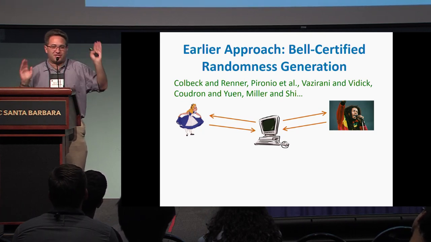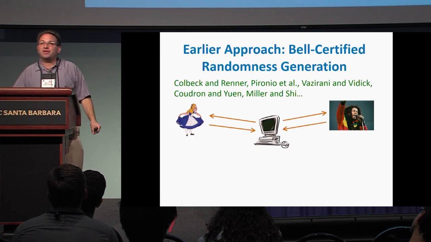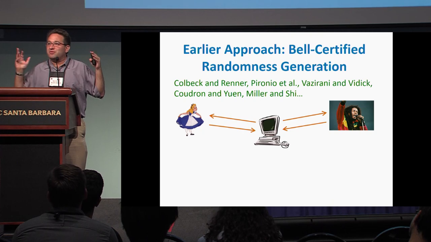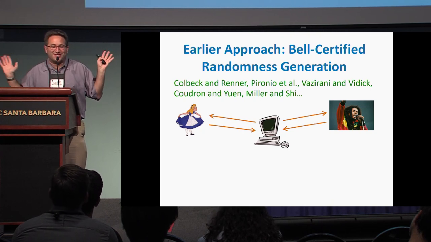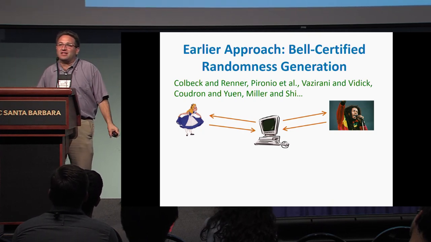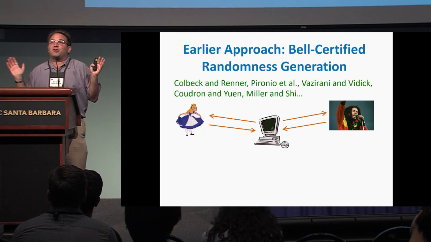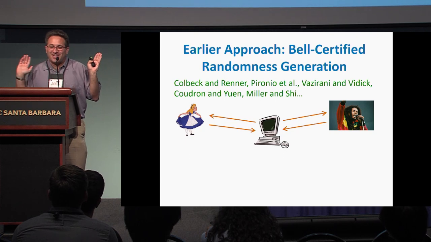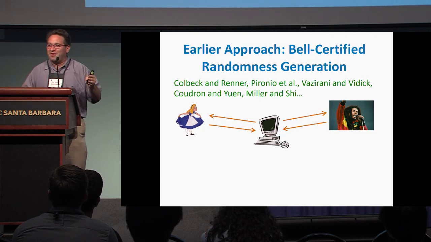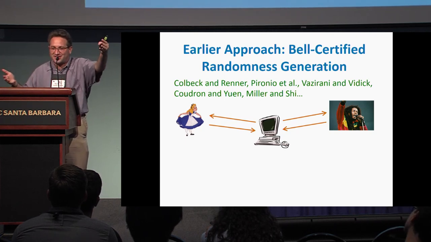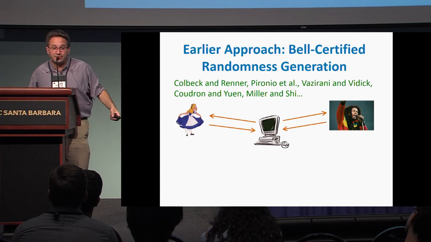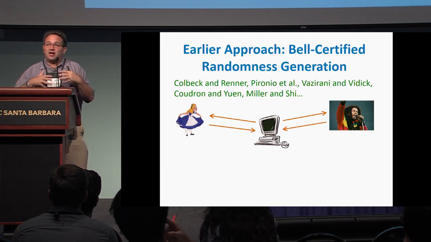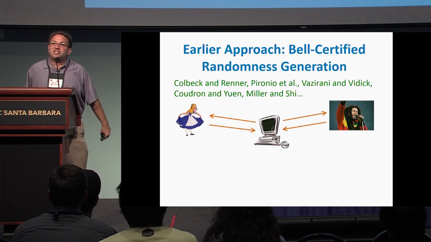So under the assumption of no faster than light communication, assuming that they pass this game, you get certified randomness, certified entropy. And amazingly, the argument never even needs to assume the correctness of quantum mechanics. It just assumes that you do the experiment and they do indeed pass this test, as experiment shows that they do.